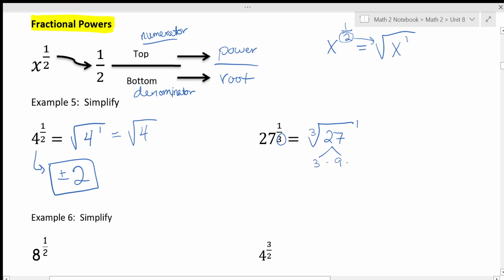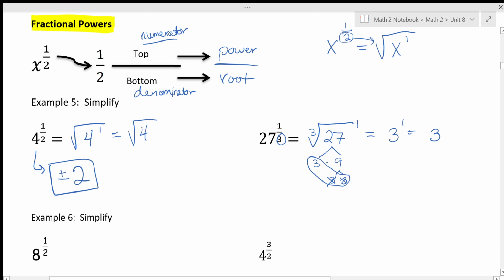So cubed root, we're going to look for 3 of a kind. We know that 9 times 3 is 27, and that 9 is 3 times 3. So we have a triplet here. In a cubed root, we're looking for a triplet, and only one of them will make it out. So the cubed root of 27 is 3, and then we raise it to the first power. 3 to the first power is just 3.